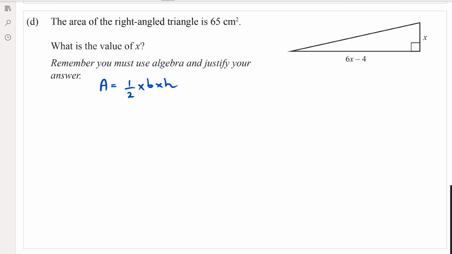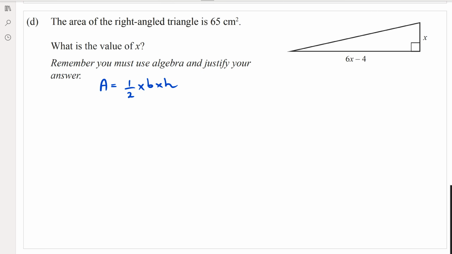Now, I know there are people out there that will look at this problem and go, oh yeah, I can just guess and check. But actually no, if you look at the question itself, it says you must use algebra and justify your answer. So guess and check is actually not going to work for this particular question.